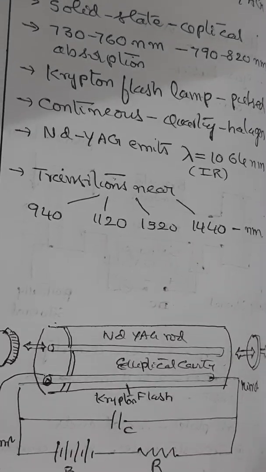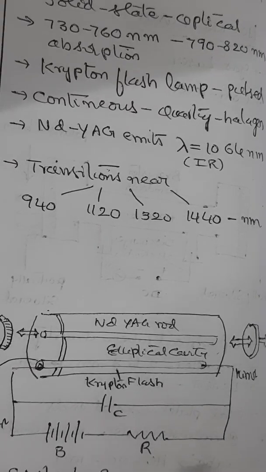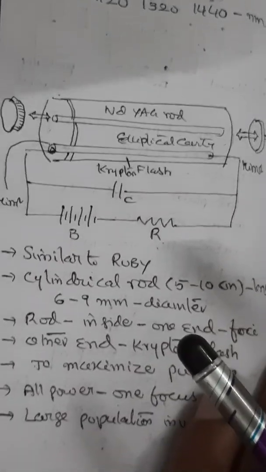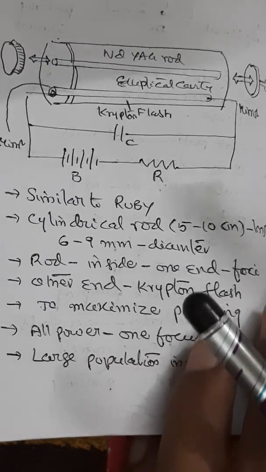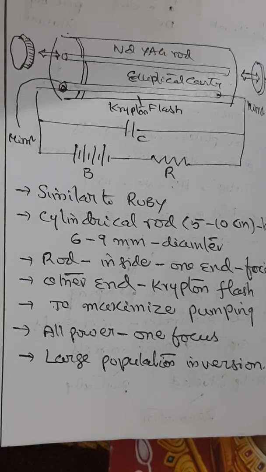Something like this. It is typical to the ruby laser as far as construction is concerned. Now one more thing we need to understand.